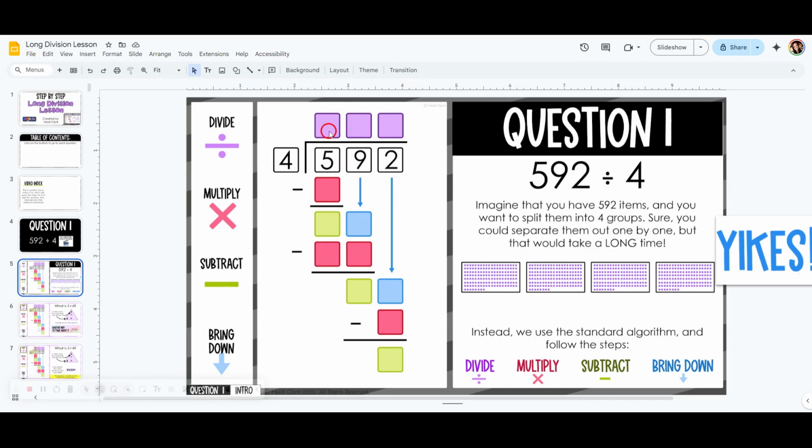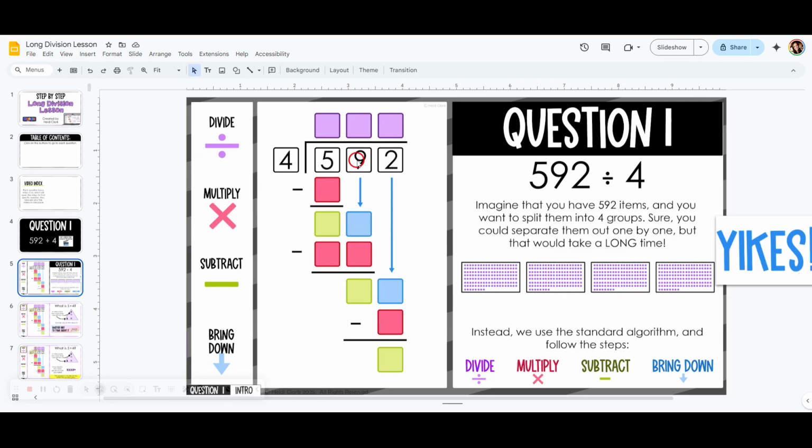We're going to use these boxes and fill them out, and we're going to follow these steps: divide, multiply, subtract, bring down. And it's way faster, especially once you've done it multiple times. It'll click and then it'll get way faster too. So for right now, it's just about practice, practice, practice.